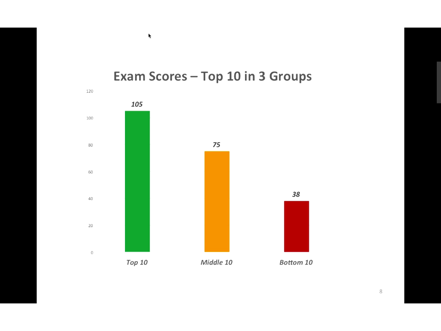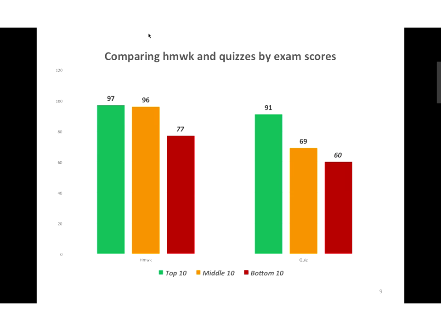I took the middle 10 scores. So I went to the 75, took the middle 10, and their average was 75, and that's the yellow bar. And then I took the bottom 10. The average on the bottom 10 was 38%. And so I've got these three groups. What I want to show you is the homework scores of these three groups and the quiz scores and one other thing.